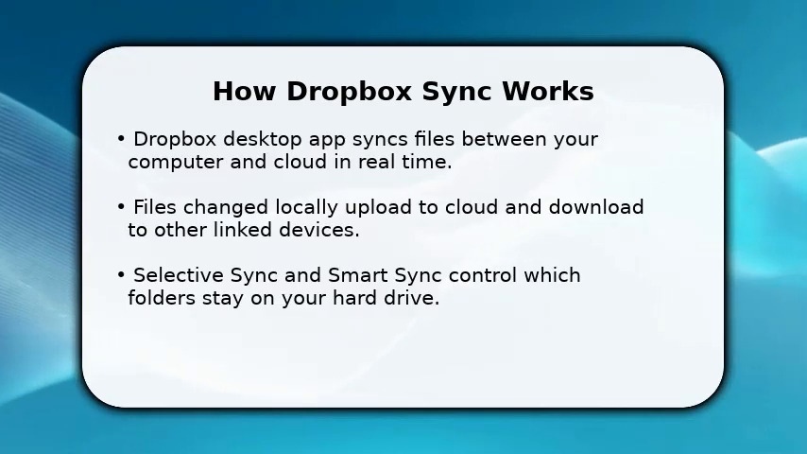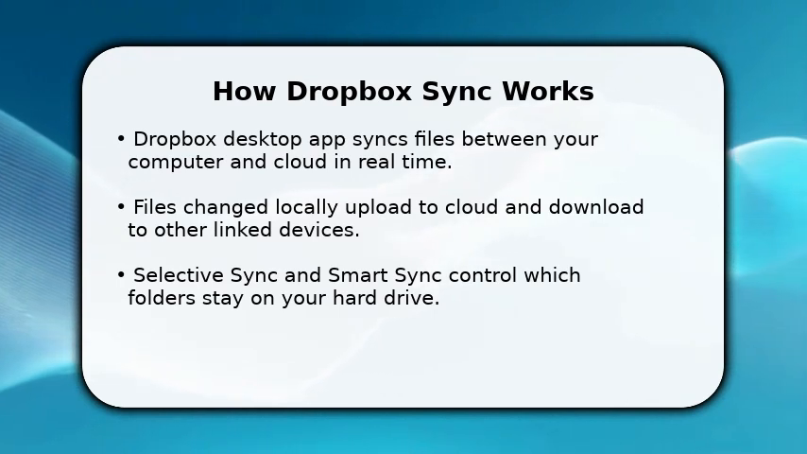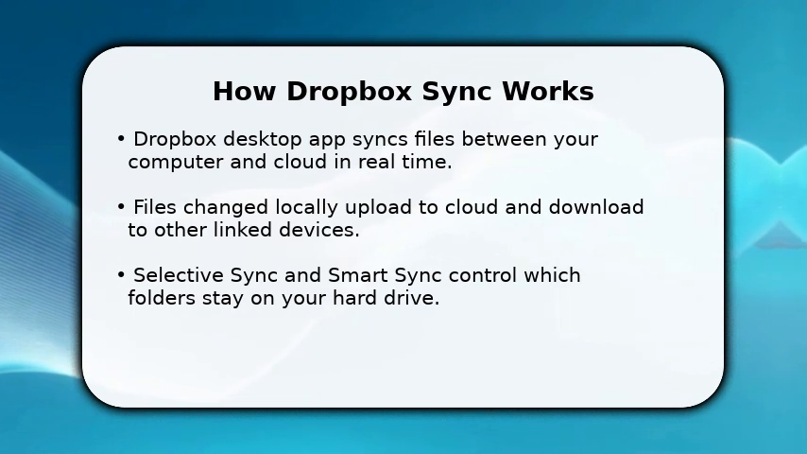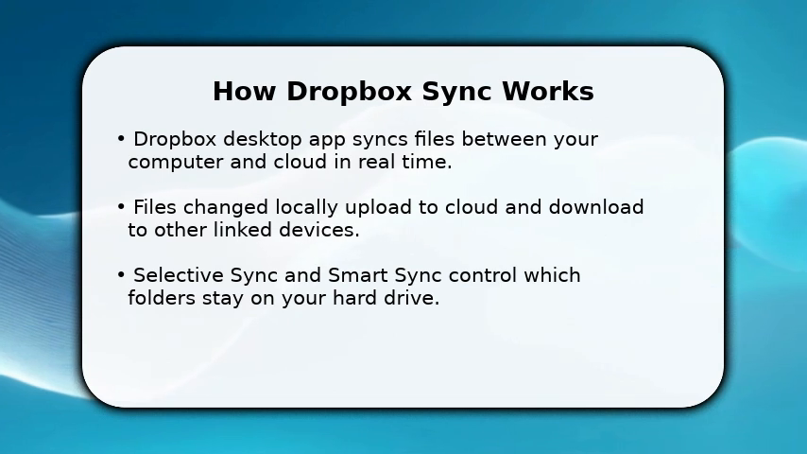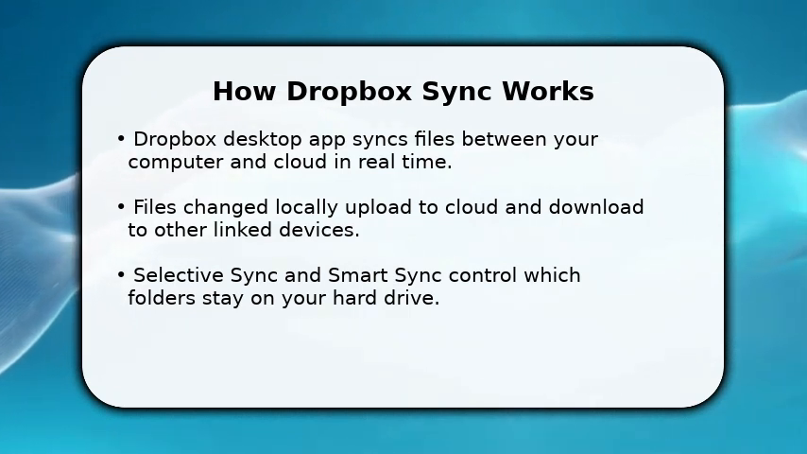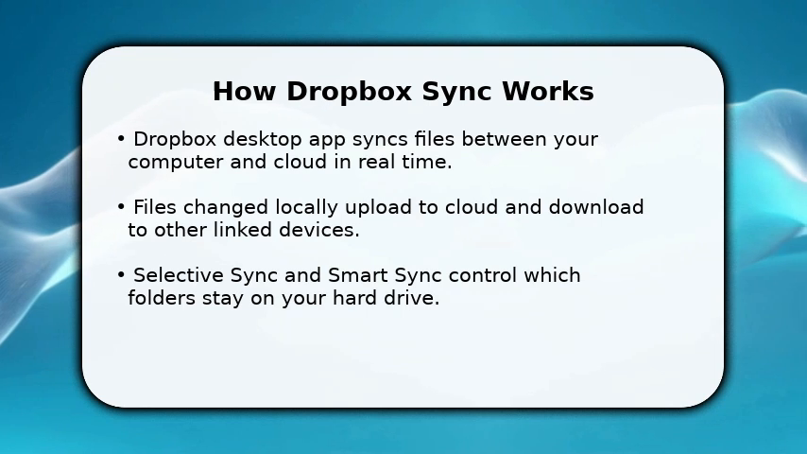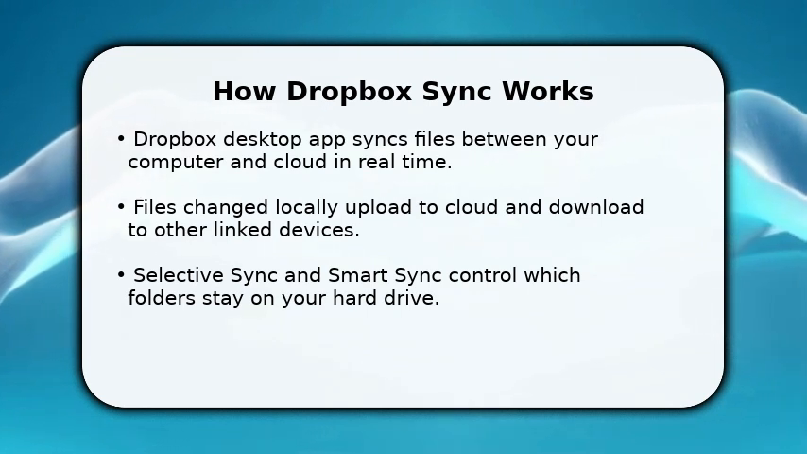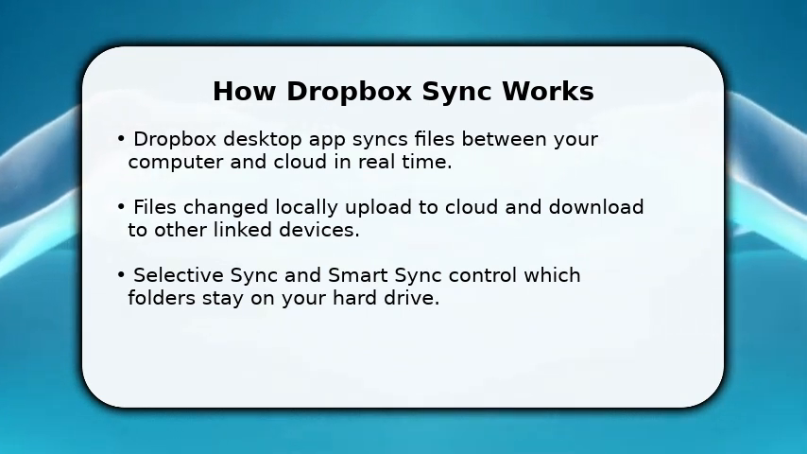Dropbox Sync uses a local folder that mirrors your cloud storage. The Dropbox desktop app watches changes and transfers only modified blocks to save bandwidth. When you create or edit a file, it uploads to the cloud and then downloads to other linked devices, keeping timestamps and versions. Selective Sync and Smart Sync let you keep some folders online only or local to manage disk space. You can pause sync, view transfer rates, and see file status icons in the system tray.